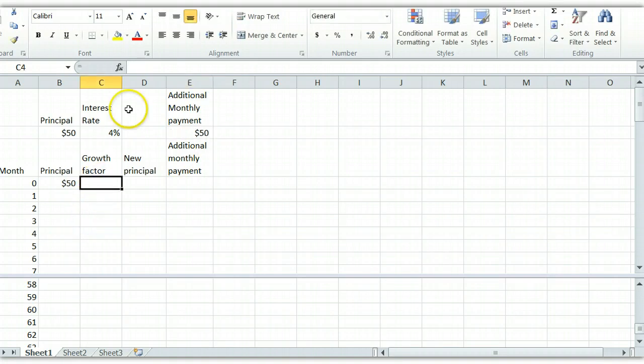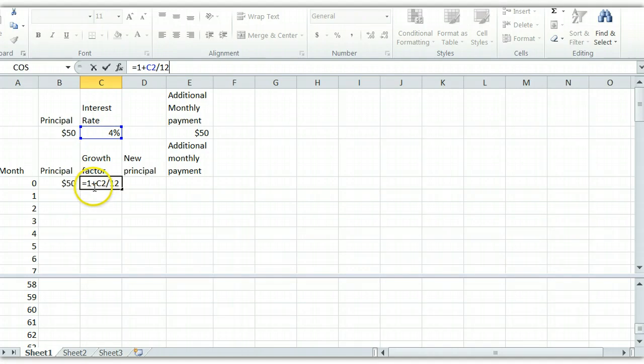So my growth factor, and I don't always have to put this in, but I'm going to put it in for emphasis. This is going to be equal to, I get my initial $50 back, and then I'm going to add in this interest rate right here. But then I divide it by 12. I divide it by 12 because I'm just doing this for 1 month. If they're paying me an annual interest rate of 4%, I need to split that 4% into 12 equal parts.